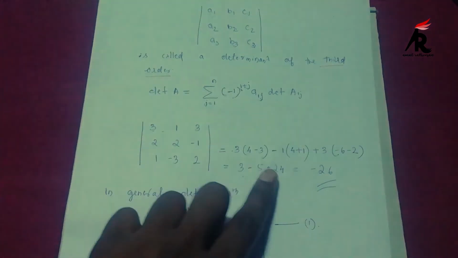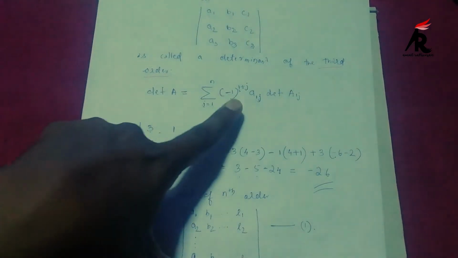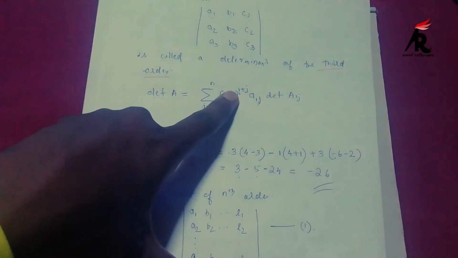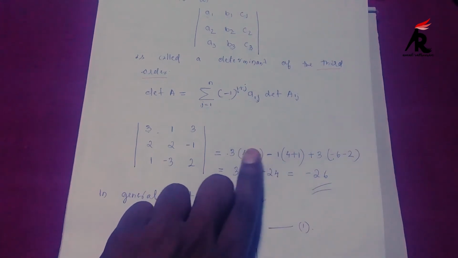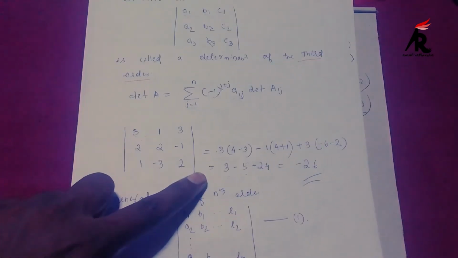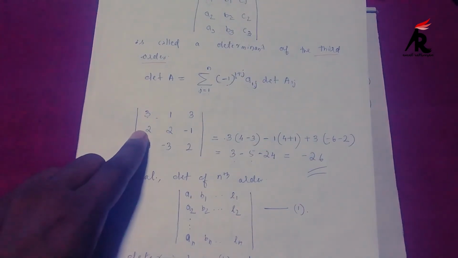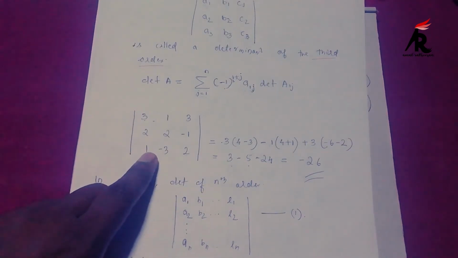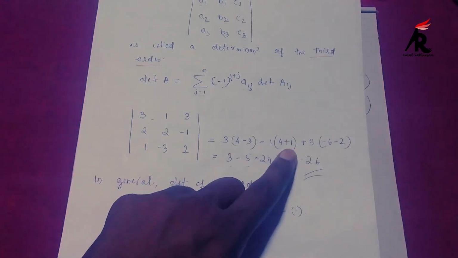Here we have a minus because we can see minus 1 raised to i plus j, where i is 1 and j will be 2, then 1 plus 2 is equal to 3. Minus 1 raised to 3 is minus 1, so we have a minus here, minus 1 and 2 into 2, the determinant of 1, 2 into 2 minus 1 into 1. Actually, minus and minus will get plus, and 4 plus 1.